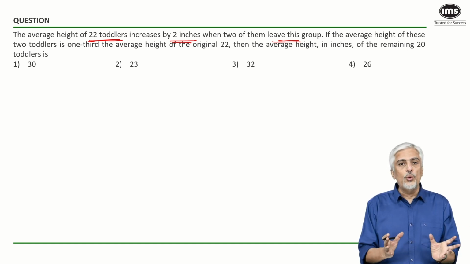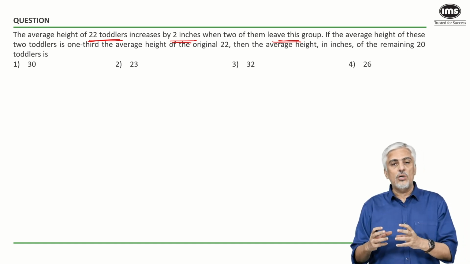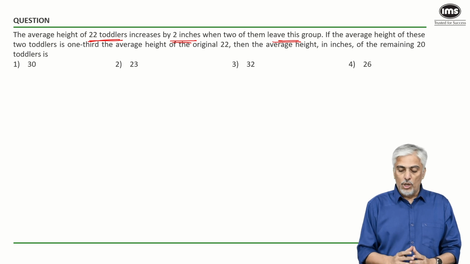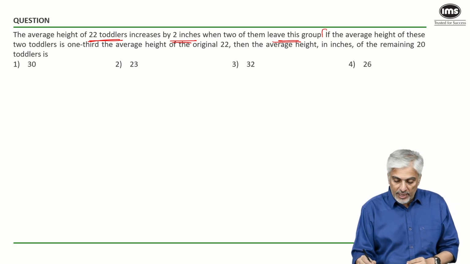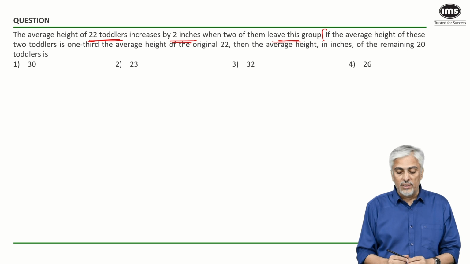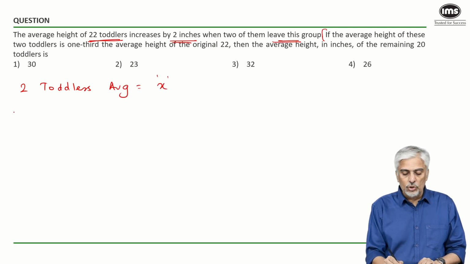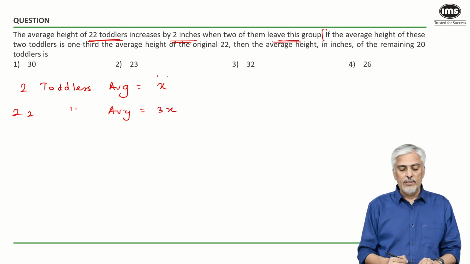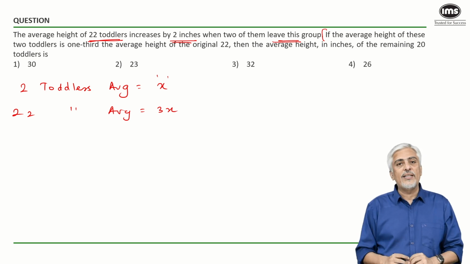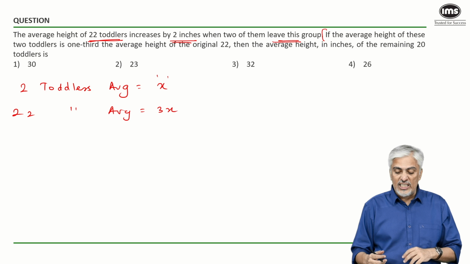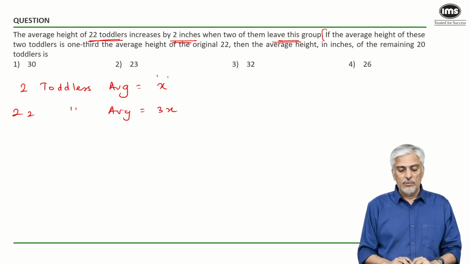So it is like 2 groups, the 20 toddlers, the 2 toddlers and the whole group 22. Now if you read very carefully, they have told us this part, the average height of these 2 toddlers is 1/3 the average height of the original group. So 2 toddlers, let us assume their average is x. So the 22 toddlers together, their average will be 3x. Right? We want to find the average of the 20, those 20 which has increased by 2, so it is 3x plus 2, right?